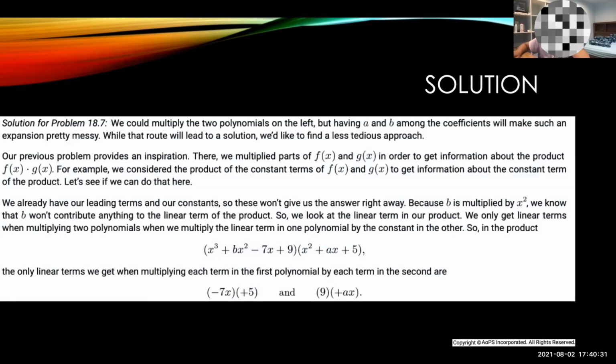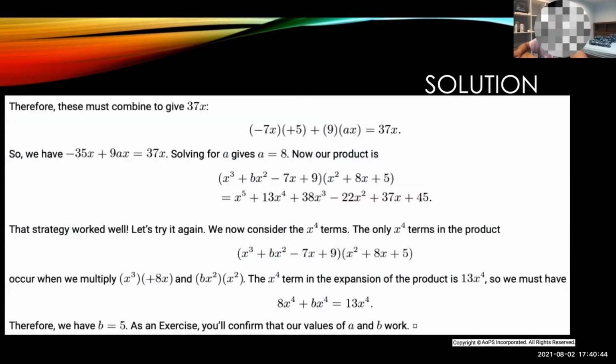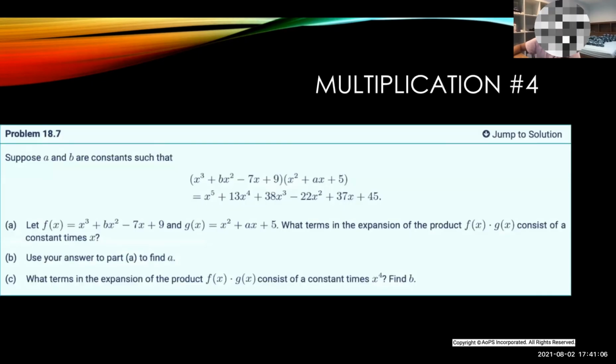So here we can see the only terms we get when multiplying each term in the first polynomial by each term in the second are 7x and 5, and 9 and ax. So here you would get 7x plus 5, plus 9ax, equals 37x. And then you can solve this equation, which will give a. So that's how you would solve this problem.